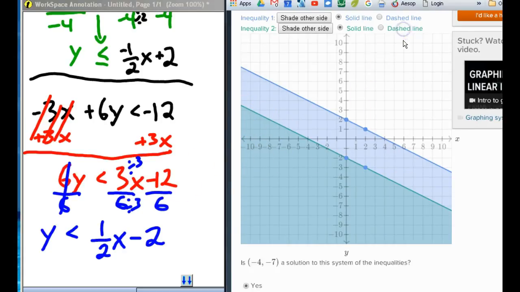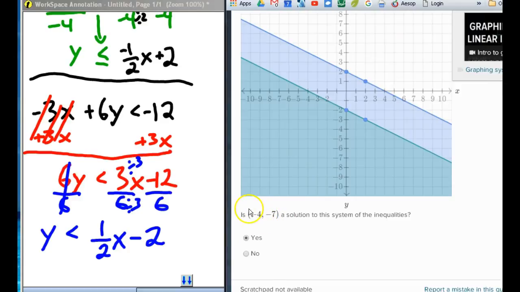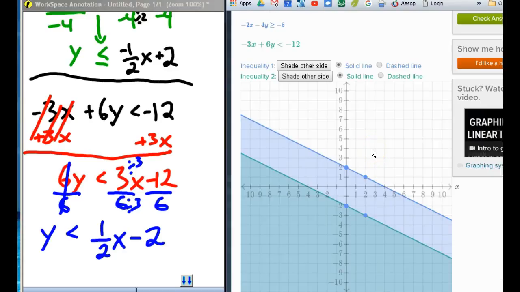Now be careful because there's one more question down here. Is -4, -7 a solution? So you look to see if -4 and -7 is in the shaded region. Or at the very least, it has to be on 2 solid lines. No dotted lines allowed. So if it's in the shaded region or 2 solid lines, then it is a solution. If not, then no. Okay.